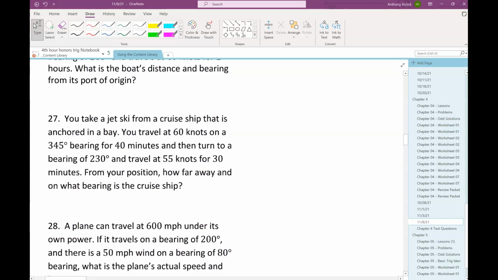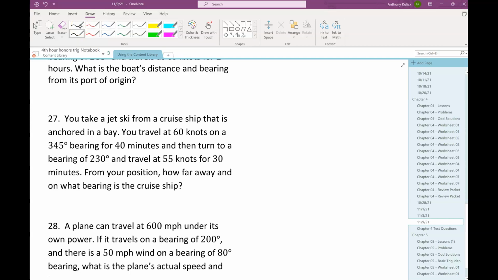You take a jet ski from a cruise ship that is anchored at bay. You travel 60 knots at a bearing of 345 degrees for 40 minutes, and then turn to a bearing of 230 degrees and travel 55 knots for 30 minutes. From your position, how far away are you, and on what bearing is the cruise ship? Okay.